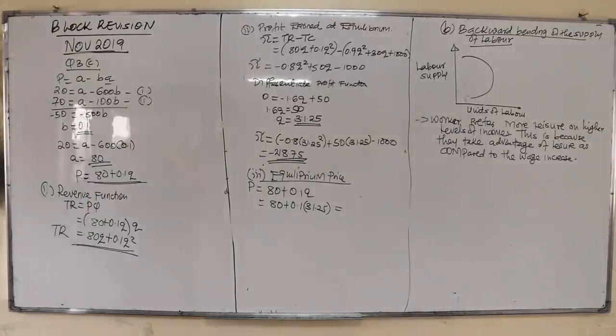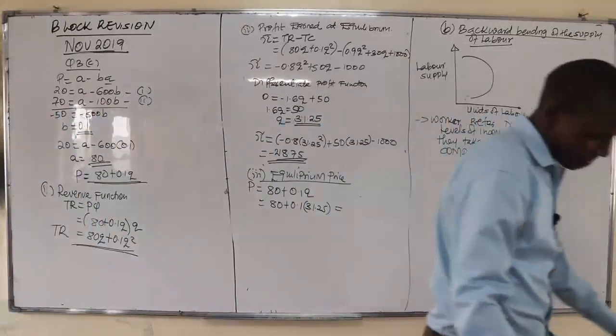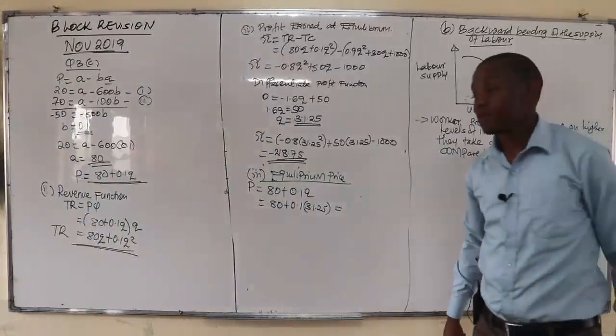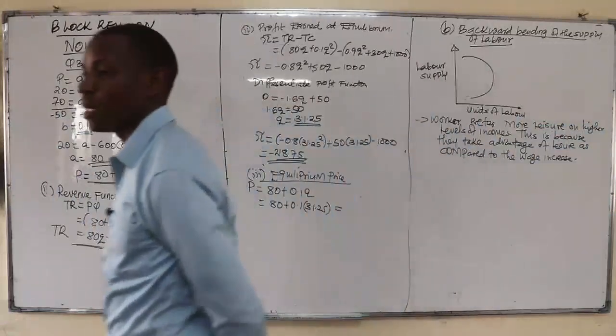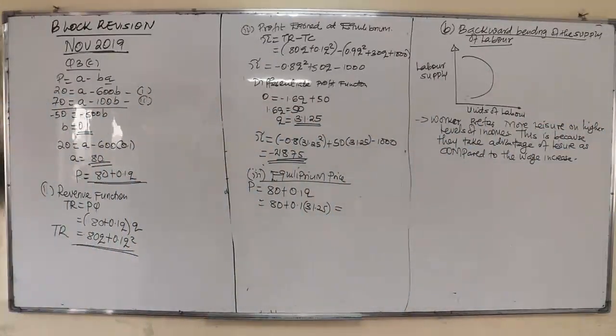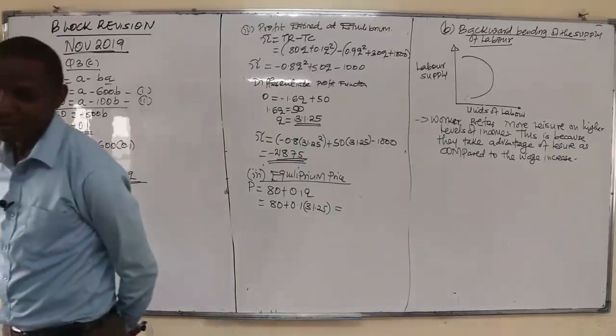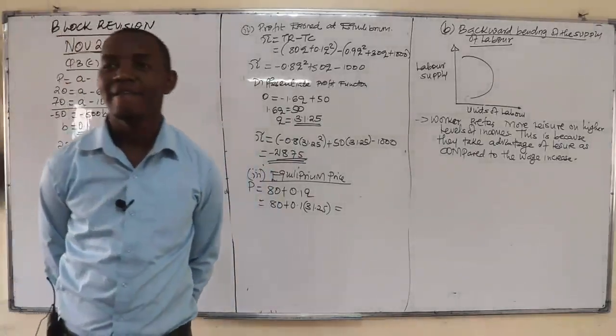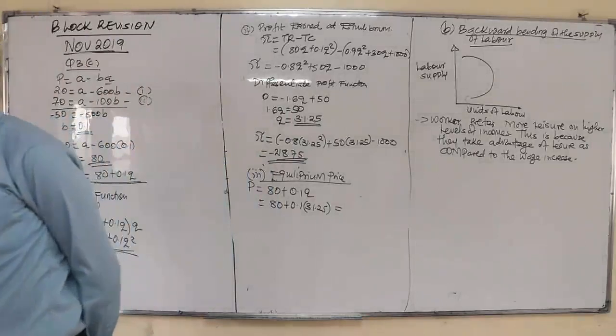Now let's continue. The other one: three methods that are used to measure the national income of a country. Number one, the output approach, which is the value added. Another one, the income, that is the net income approach.